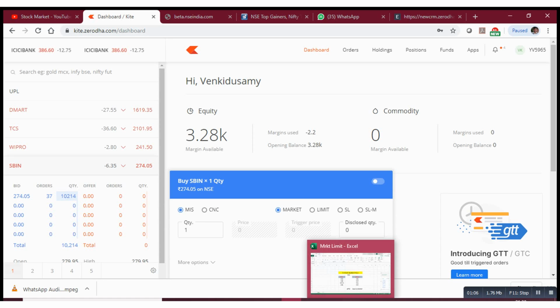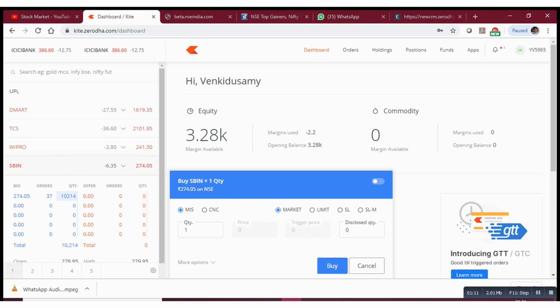Whatever quantity you placed will be bought at random prices, whatever the available prices are in the market. This is called market depth, where people buy and sell. So it will be bought at different prices. When I explain with an example you will understand.